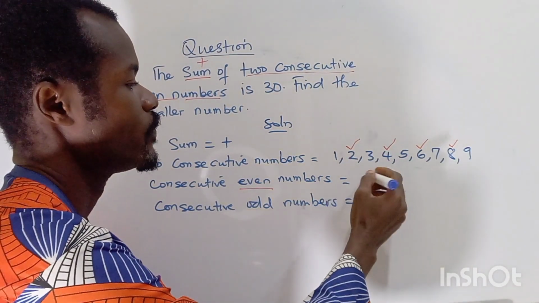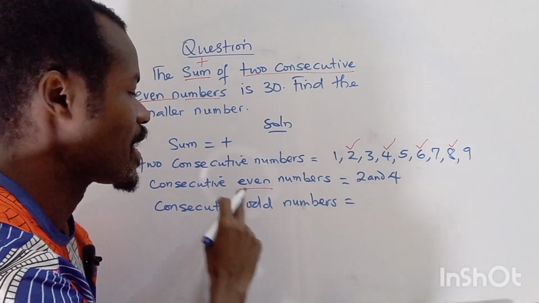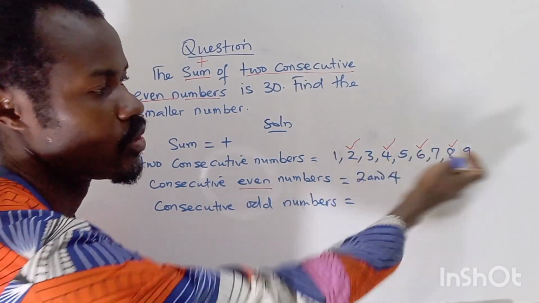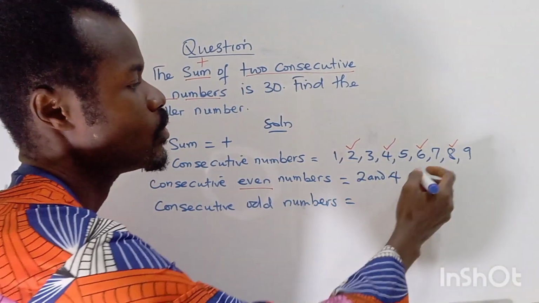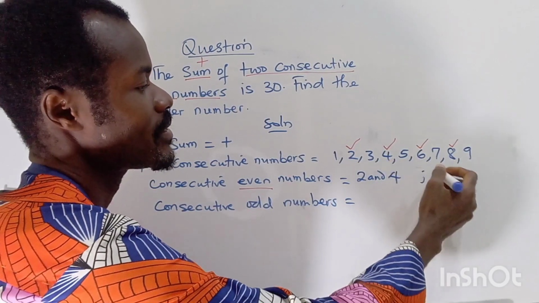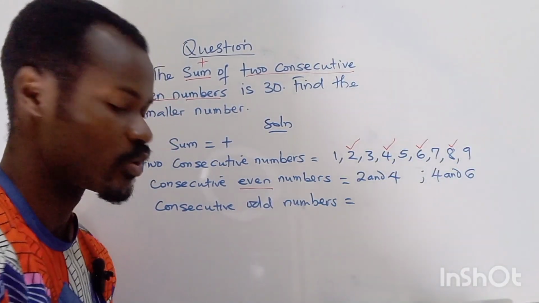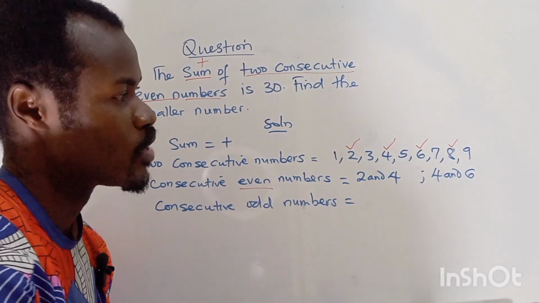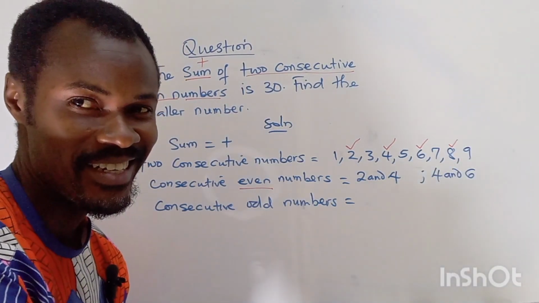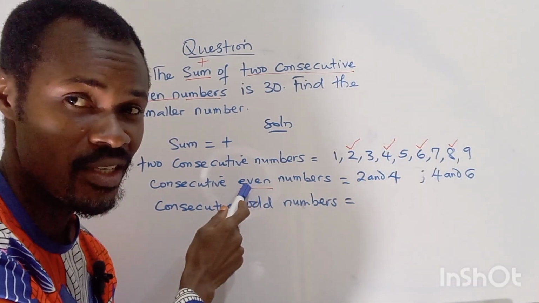So 2 and 4 we can say are consecutive even numbers. They follow one another according to the arrangement. We also have 4 and 6. 4 and 6 are also consecutive. We can also say 6 and 8. They are also consecutive, consecutive even.